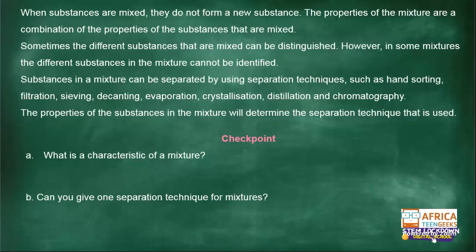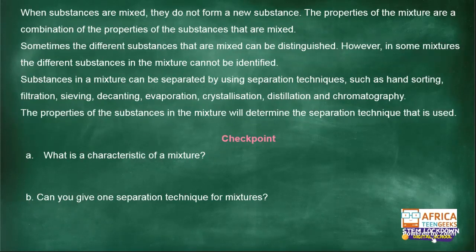Okay, so the properties of the substances in a mixture will determine the separation techniques that are used. So basically, what that statement says is that it depends on what properties you are using when it is mixed and you need to separate it. So different mixtures will use different separation techniques. Not all of them would be the same.